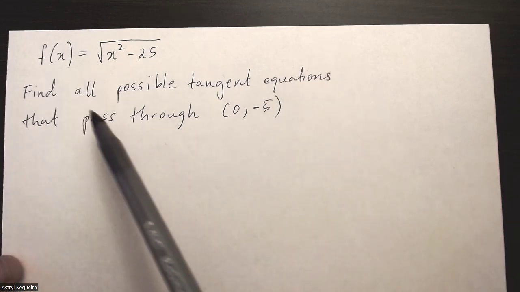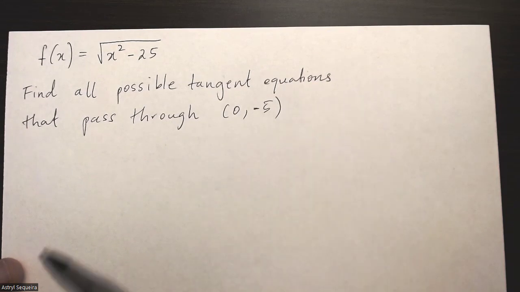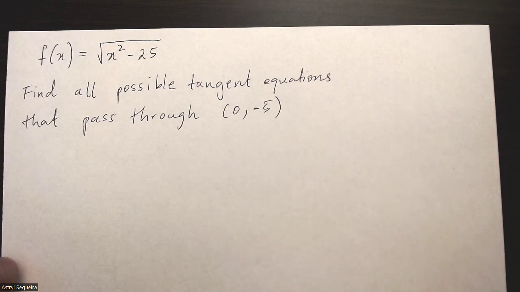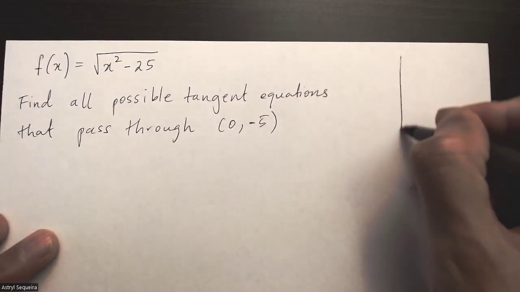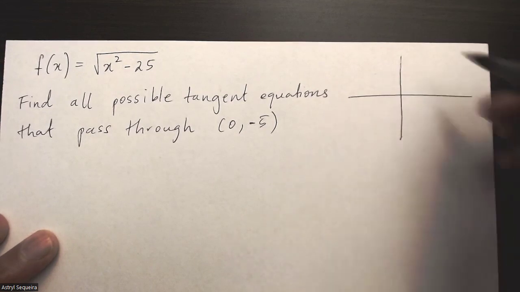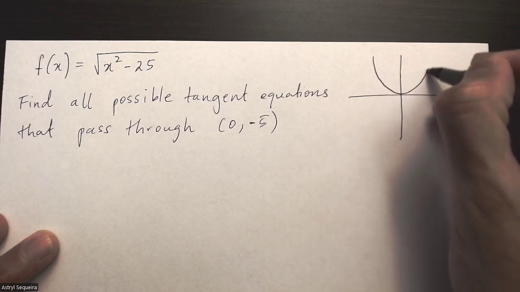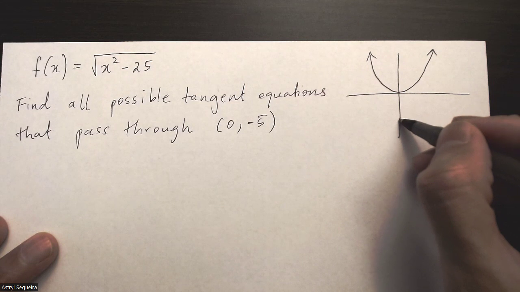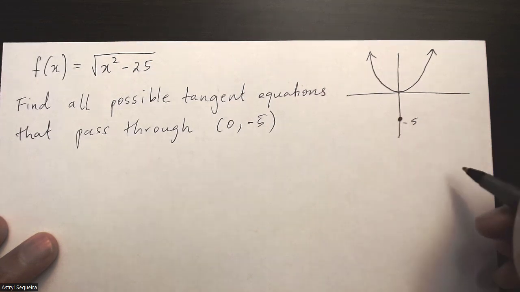But when you get a question like this, when they ask you to find all possible tangent equations, it generally means that the point that they're giving you is not on the function. So let me just give you a simple random equation or graph over here to explain this. Let's say you had a quadratic function over here that looked like that. And then let's say I gave you a point, for example, like (0, -5) down here.